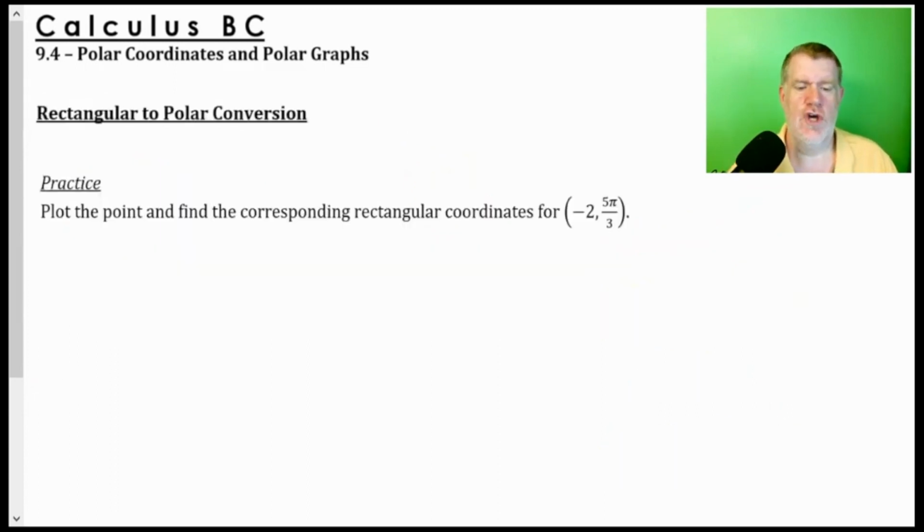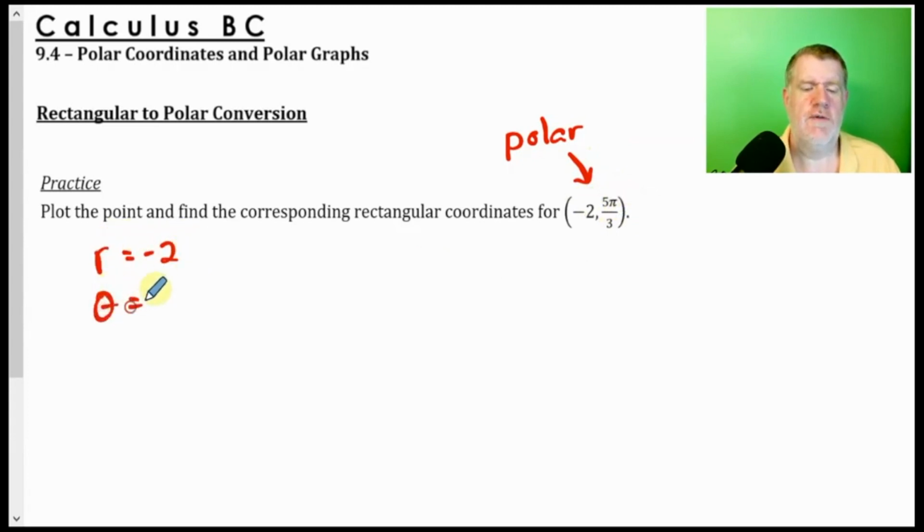Alright, so here we go. We're just going to take a point. We're going to take the point, now this is a polar, and it's implied in the question. I'm sorry if it's not very clear, but plot the point and find the corresponding rectangular coordinates for this polar coordinate. Okay. So we're making an assumption because I just forgot to be more clear, but this is a polar form. So there's my radius and there's my angle. So I know my radius is -2 and my angle is 5 pi over 3.